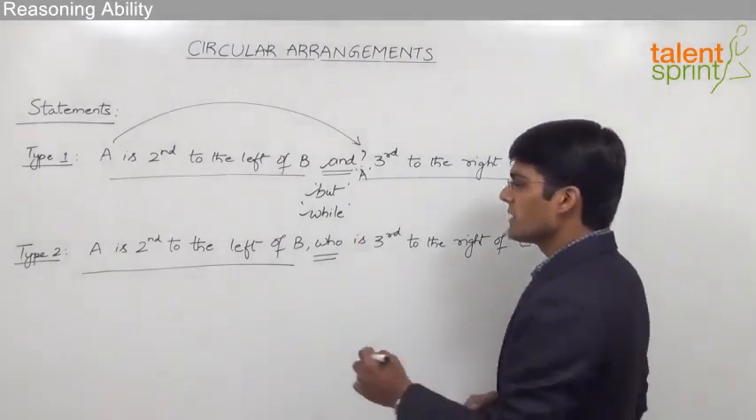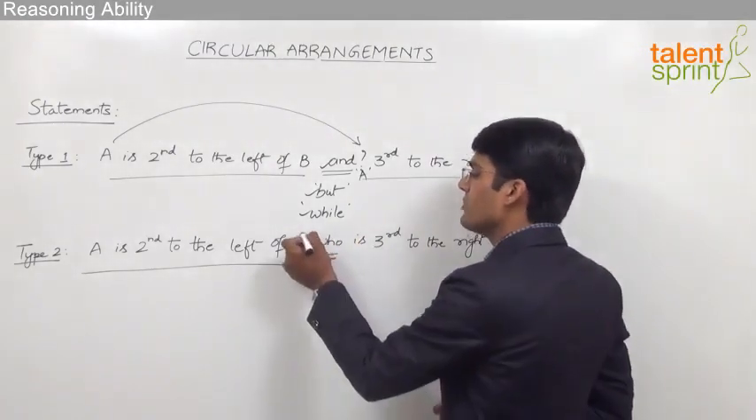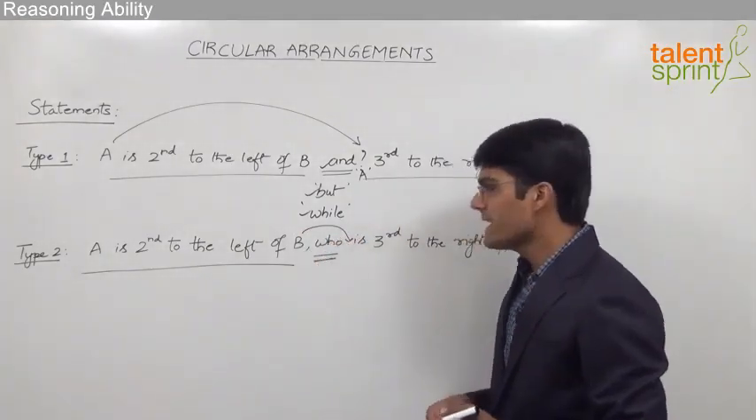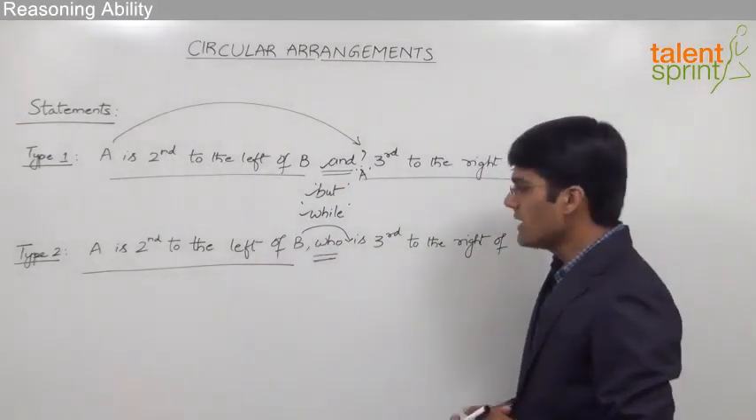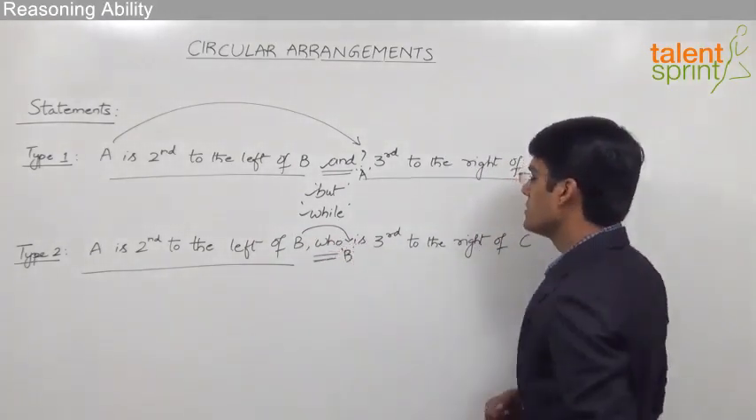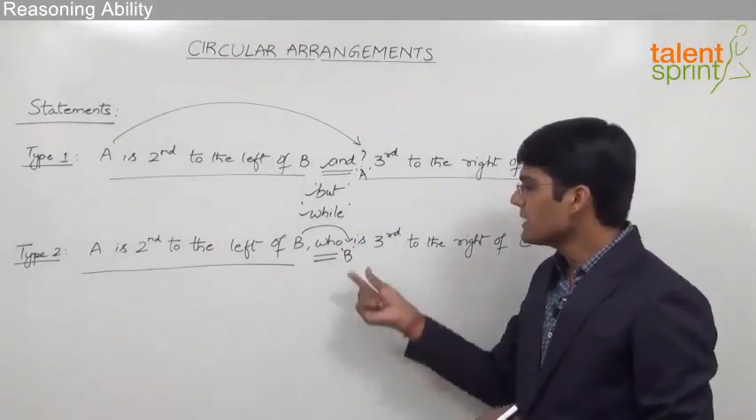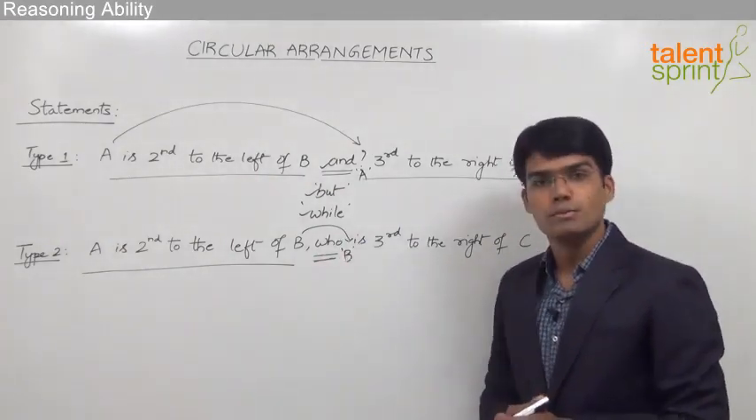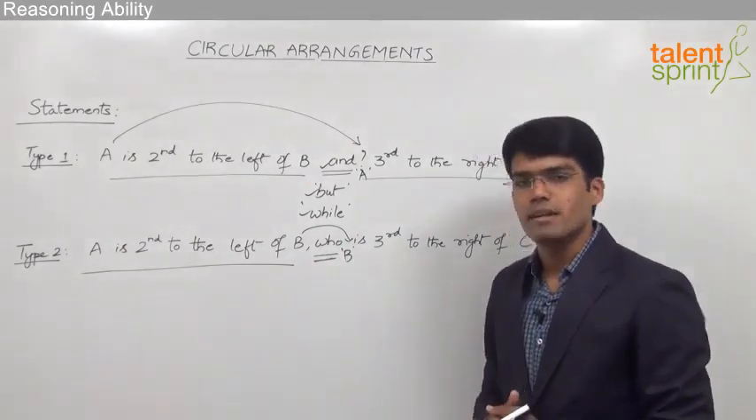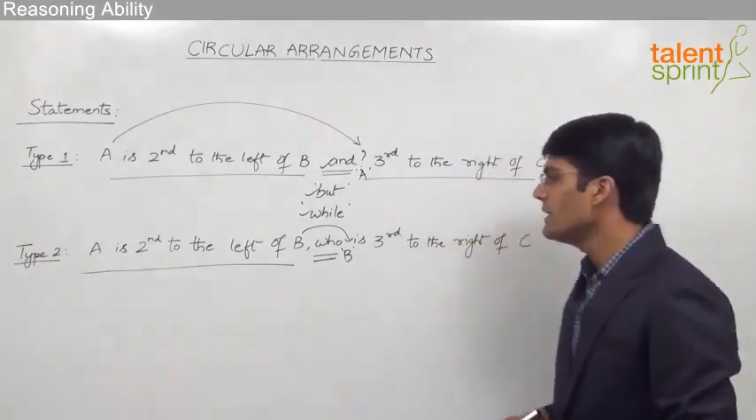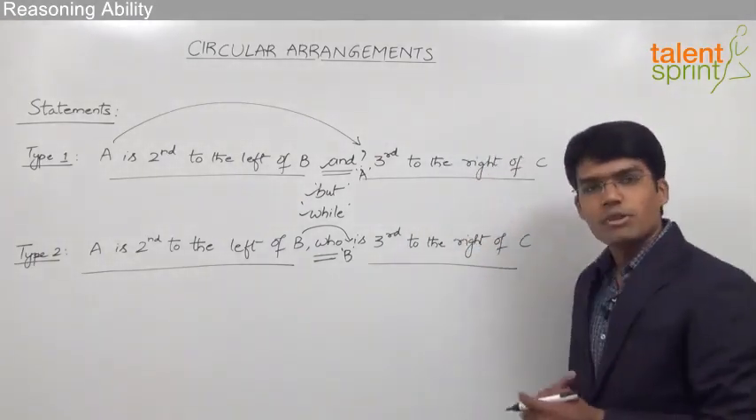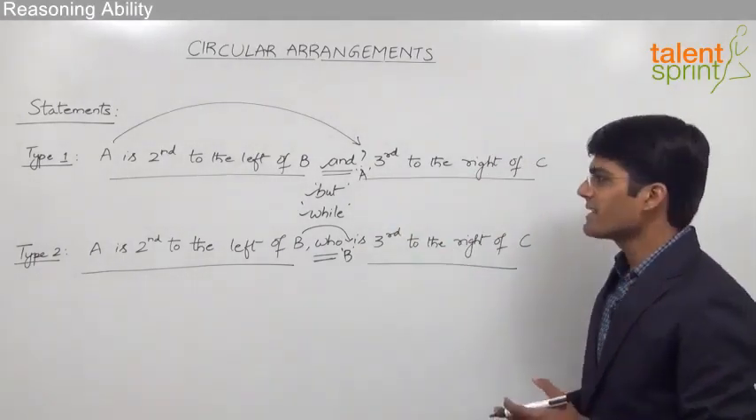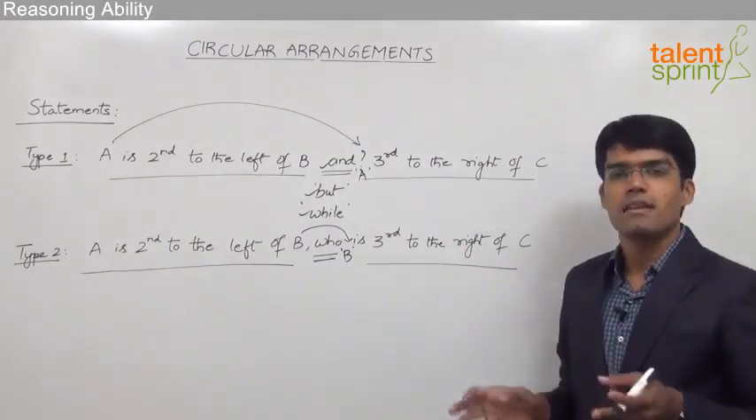Now remember, whenever the word who is used, always the person referred is the immediate preceding one to the word who. So we can say that A is second to the left of B and B is third to the right of C. So very clearly, whenever the word who is used, we always refer to the immediate preceding person before the word who. So we can say that there are two parts in the statement. The first part is A is second to the left of B and B is third to the right of C. So friends, depending on the two types of statements, we always need to first understand who is the person referred and then try to complete the arrangement.